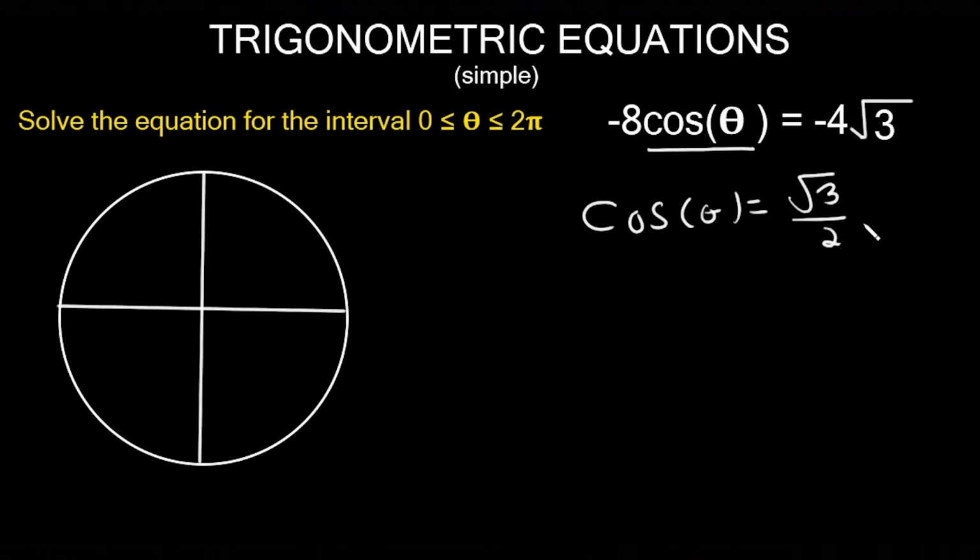Okay? So again, now you say to yourself, when is cosine theta going to be equal to the square root of 3 all over 2? And what I like to do first is determine what quadrants you're going to be in. Well, I know that cosine is going to be positive in quadrant 1 and also in quadrant 4. And so again, when will cosine theta be equal to the square root of 3 all over 2?